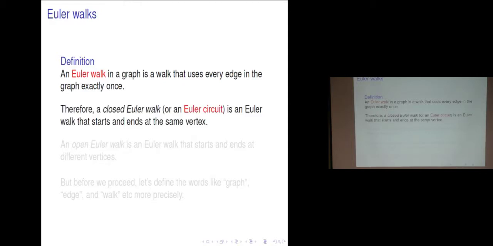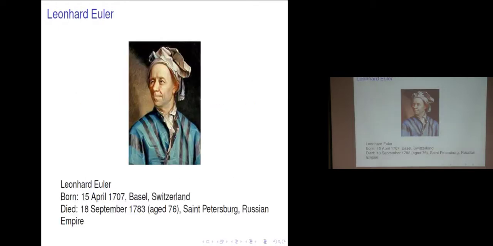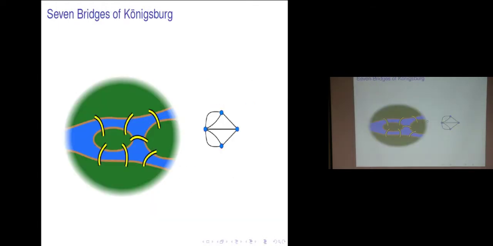Now, a closed Euler walk, I'm introducing these names. This is awkward, so people usually say Euler circuit. It's an Euler walk that starts and ends at the same vertex. So you walk around and then you return to the starting point. Now it's also possible that you can travel each edge once, but in the end you end up at a different place. That's called the open Euler walk. So the open Euler walk is an Euler walk that starts and ends at different vertices. These blue dots are called vertices.